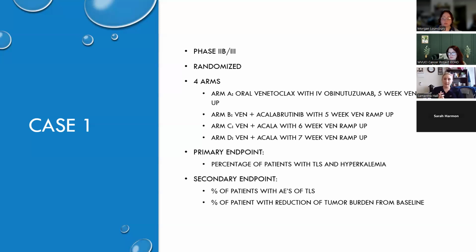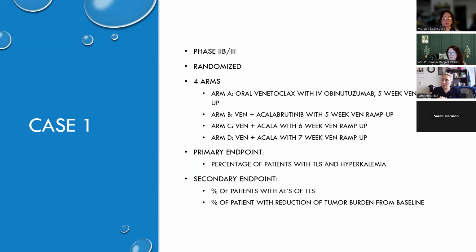So this clinical trial is a phase 2B/3. It is a randomized trial, and there are 4 arms. So the first arm, arm A, is obinutuzumab with venetoclax and a 5-week venetoclax ramp up, which is exactly what he would get off trial. That is one of the standard of care. The other standard of care being single agent acalabrutinib or another BTK inhibitor. So then arm B, C, and D are all acalabrutinib with venetoclax, depending on the venetoclax ramp up, right? So the arm B is a 5-week, arm C is a 6-week, arm D is a 7-week.